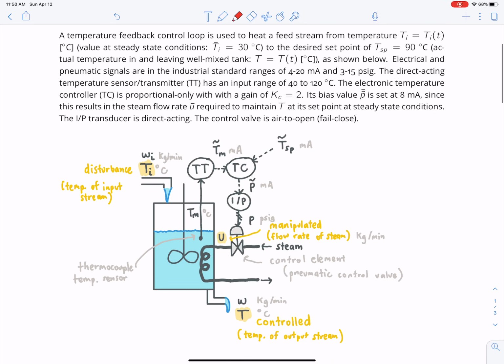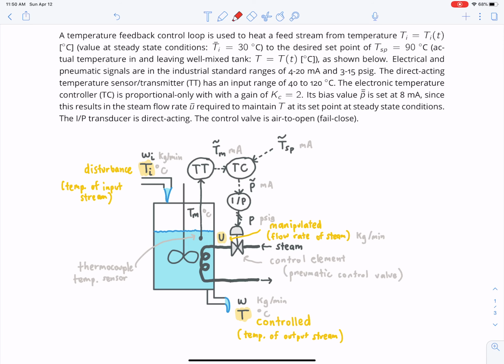To illustrate this, we'll look at our temperature feedback control loop that we studied before in our realistic block diagram notes. And I'll go through the block diagram again just to remind you, but you can, of course, fast forward through that if you remember very well.